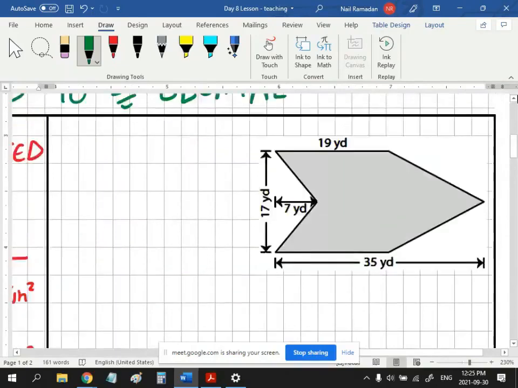Who has a strategy for this one? If you're helping your younger sibling and they're completely lost, like, what should I do with this? Raise your hand. Okay, Sam, just give us one thing you would do to this shape.